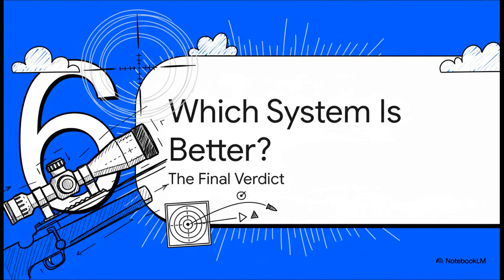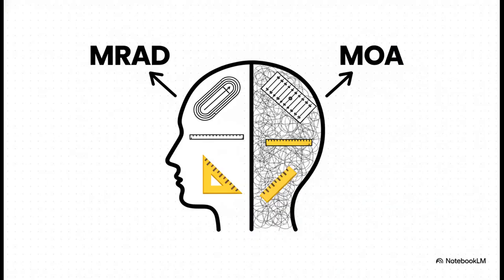Okay, we've covered the what, the how, and even some of the extra gear. So let's finally land this plane and answer the big question we started with. MOA or MRAD? Which one is actually better? And the answer honestly has nothing to do with which one is more accurate or more pro. It all comes down to what's already inside your head. Pick the system that matches the way you already think about distance. That's the one that's going to be faster and more intuitive for you when it counts.